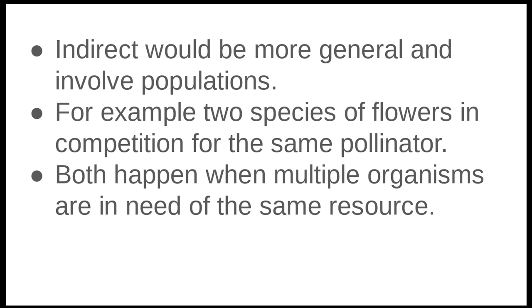Indirect is more general, and it will involve populations, whole groups within a species, all the members of a species. So it's a lot bigger kind of competition, but at the same time, it's much more general competition. For example, you might have two species of flowering plants that need the honeybees to pollinate it. These plants are going to be competing over the available honeybees. They need the same resource.